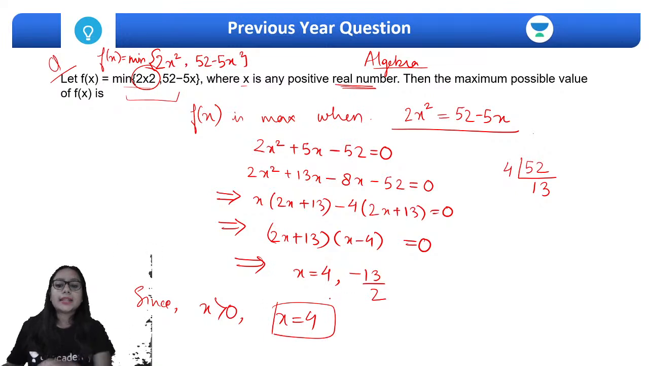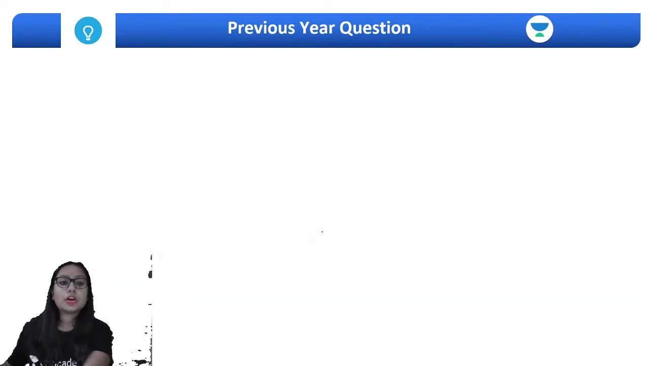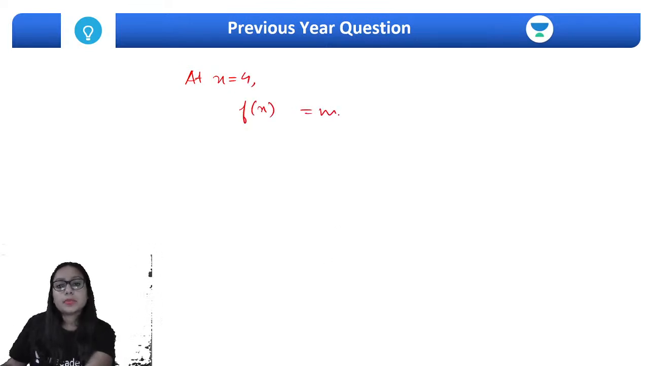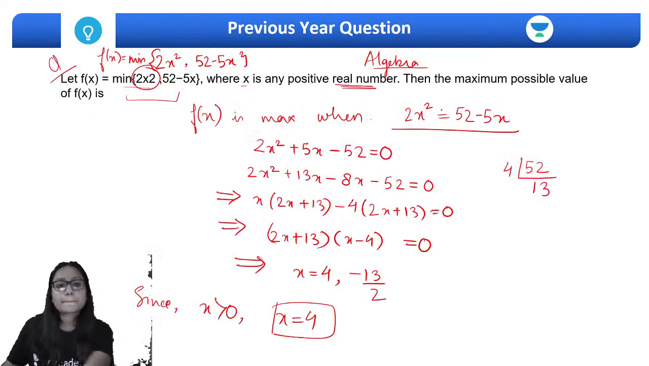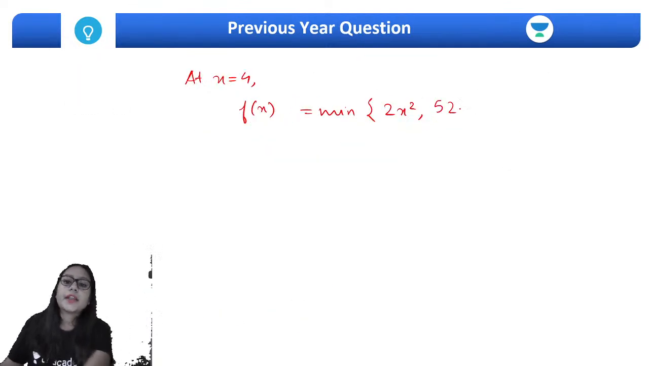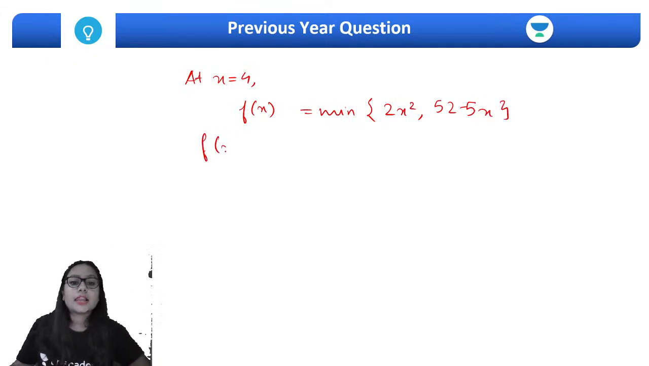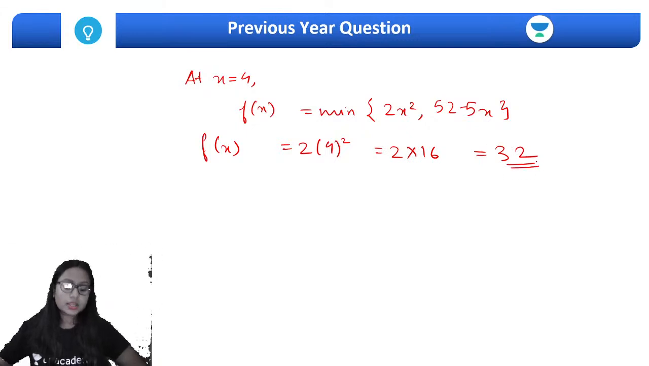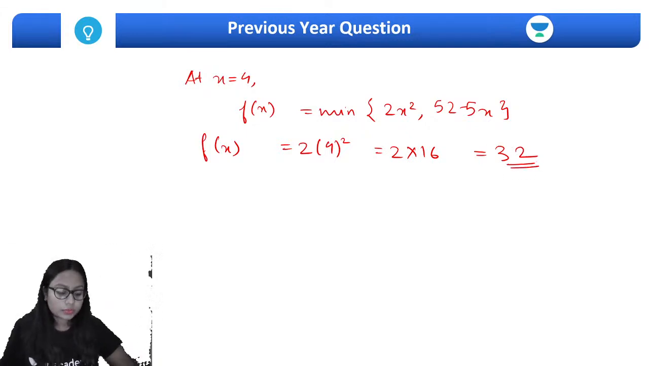Okay, so at x equals 4, the value of f(x) is the minimum of 2x² and 52 minus 5x. But at the maximum point these two values are the same, so the value of the function would be 2 into 4 squared, that is 2 into 16, hence the answer is 32. Okay, so 32 is the correct answer to this question.